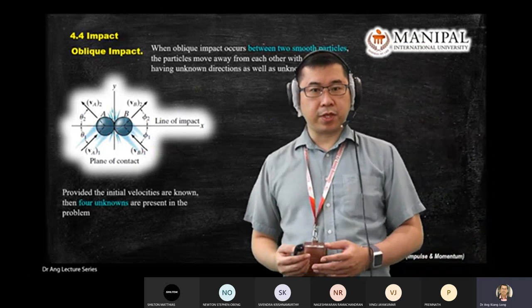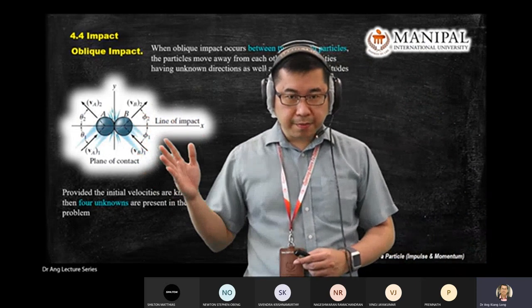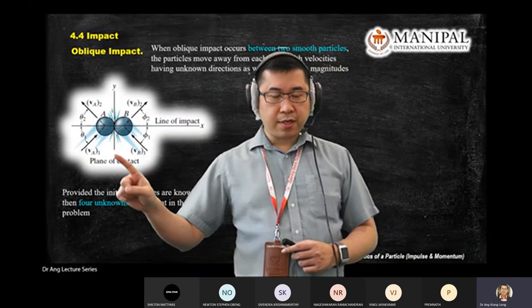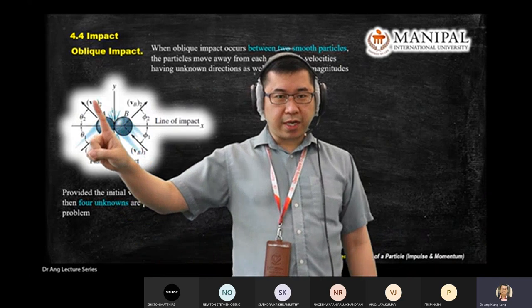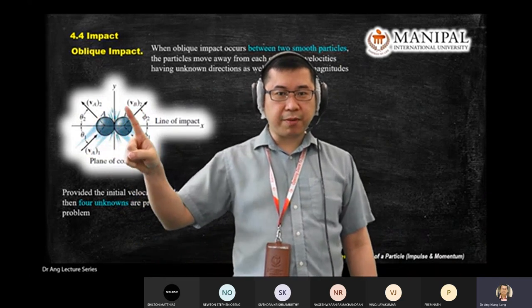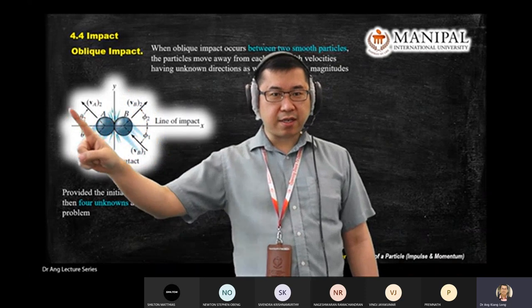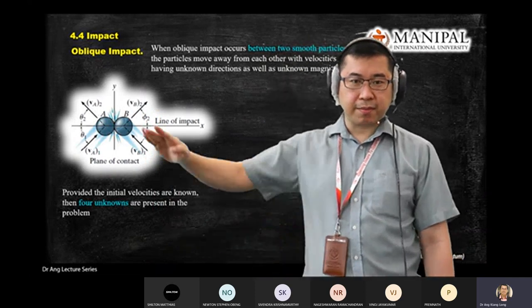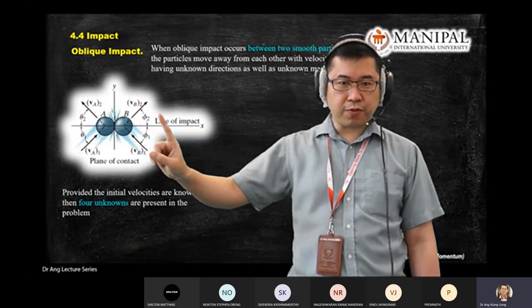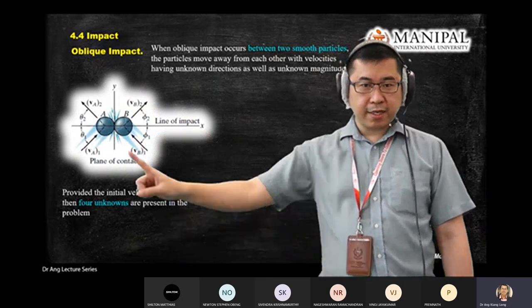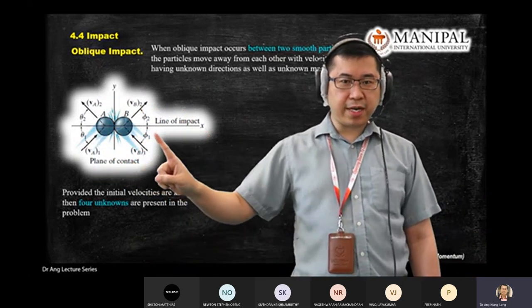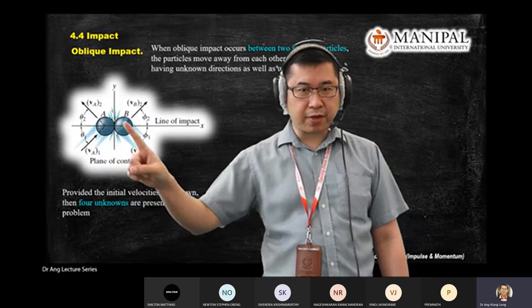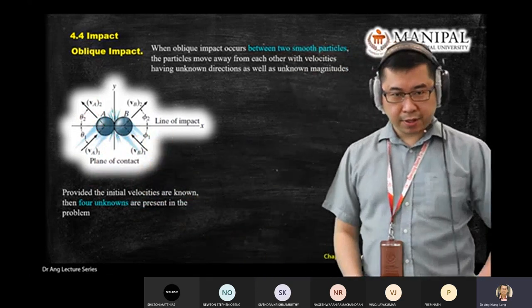Okay. So here in the diagram, you have four unknowns. All right, you have four unknowns. Where are the four unknowns? You don't know the VA2, you don't know the VB2, you don't know the angle theta 2, you don't know the angle phi 2. Meaning these four unknowns, 1, 2, 3, 4, you don't know. Okay, normally angle 1, phi 1, the angles for A and B before, will be given, and velocity will be given. You need to find the four unknowns after.